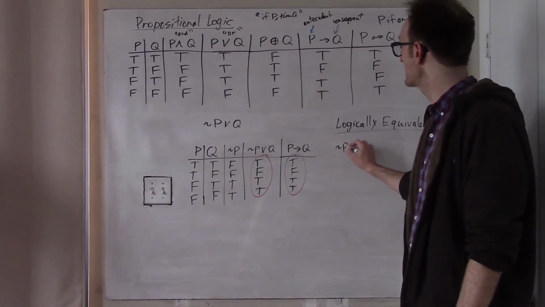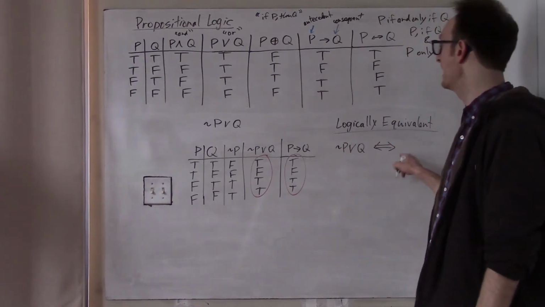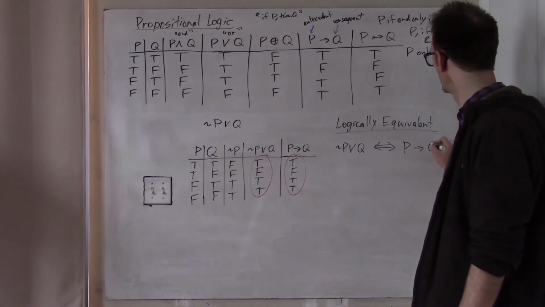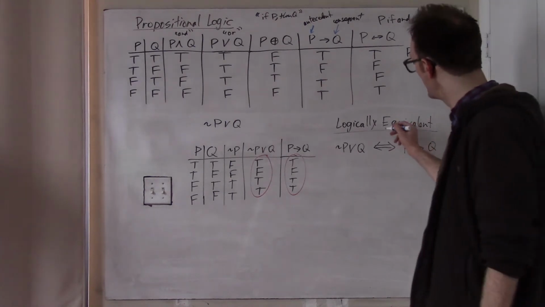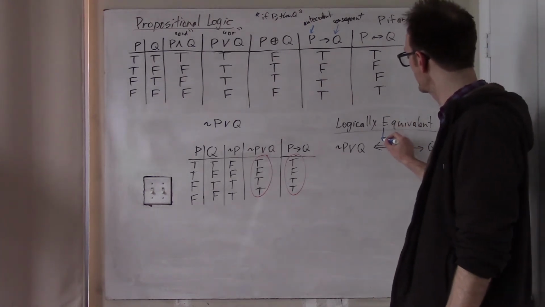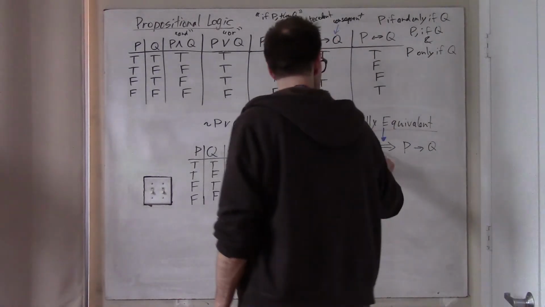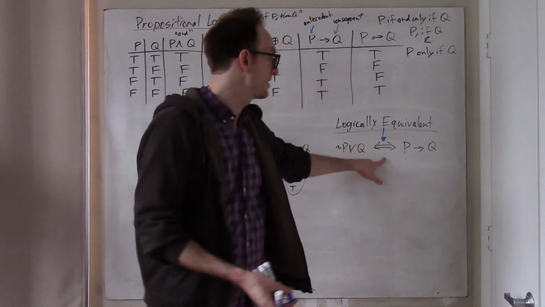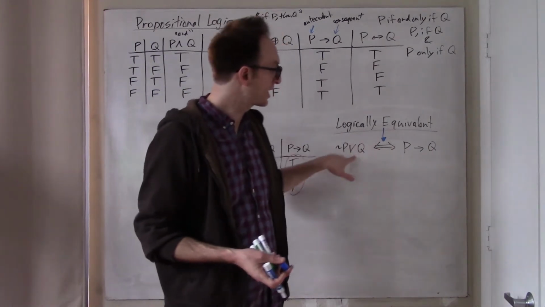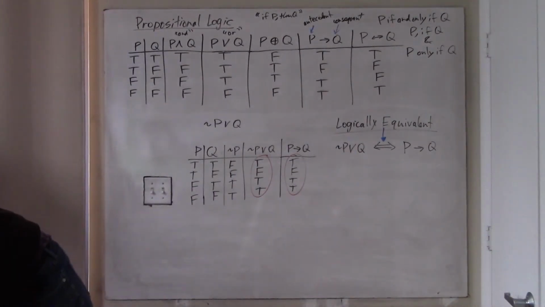We say that not P or Q is logically equivalent to if P then Q. And this is the logical equivalence symbol. This is not a symbol of propositional logic. This is a symbol that we use to talk about propositional logic. Specifically, I'm telling you when I use this symbol that these two, regardless of whether P and Q are true or false, these two propositions are always going to have the same truth value. Okay, so that's really nice.